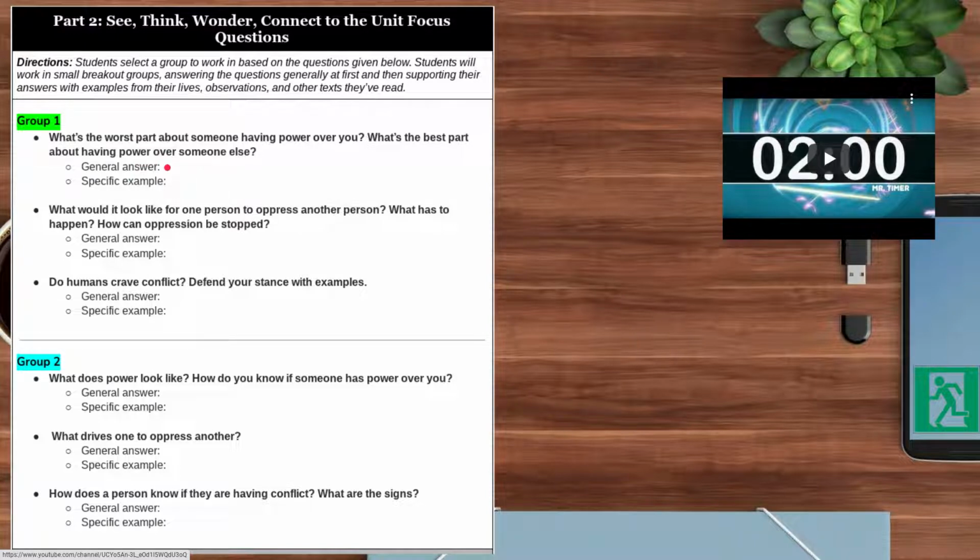So again, always the rhythm of this part of the assignment is a generic answer first, and then some kind of specific example, either from your life, or something you've seen happen to other people. And that can be stuff you saw happen to real people, or stuff you saw happen to other people or characters in a story or something. And then what other texts have you read where this has come up? So again, you're going to pick either the group 1 questions and answer those, or the group 2 questions and answer those.